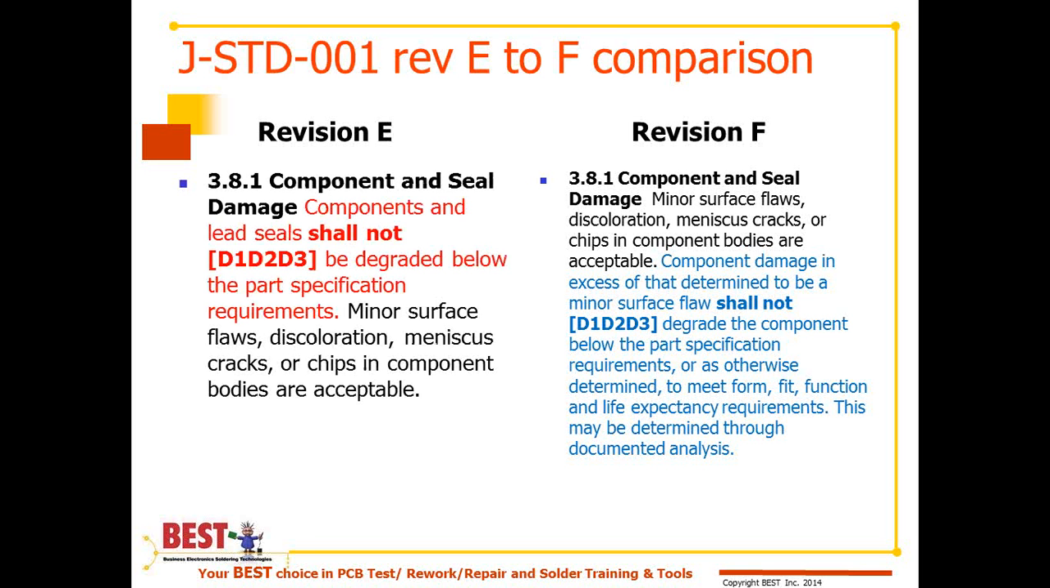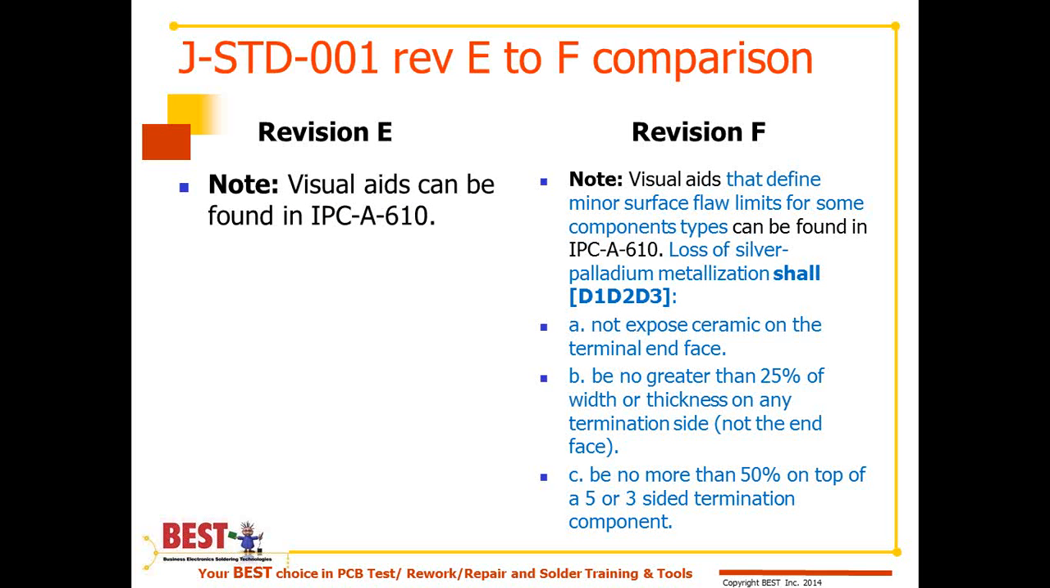Under components and seal damage, first off, it took out part of it where it talks about the component lead seal shall not be degraded below the part specs. And it changed it to the component damage in excess of that that's determined to be a minor surface flaw shall not degrade the component below the part specification requirements, or otherwise would affect its form, fit, and function and life expectancy requirements. And this can be determined through document analysis. If not, it's a defect for all 3 classes. So they've just expounded upon that a little bit to add a little bit extra information to it.